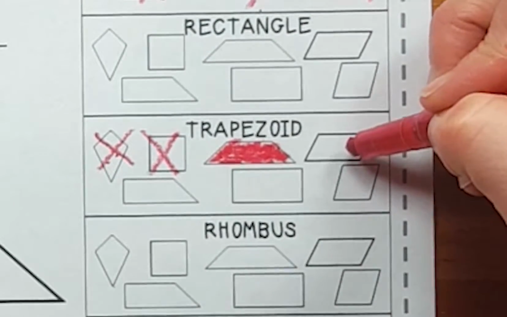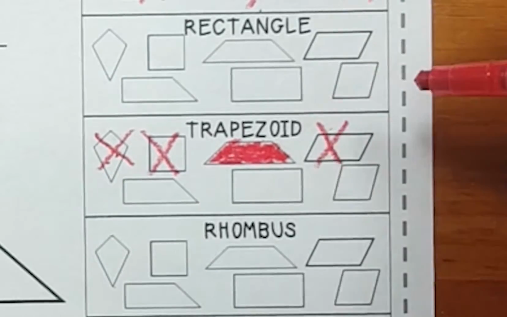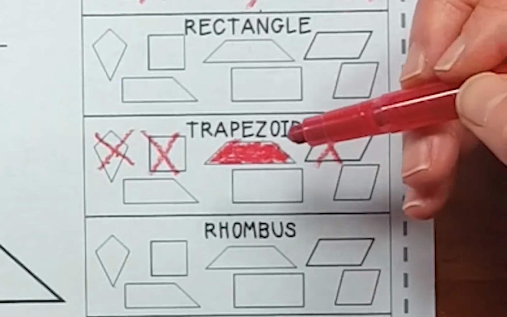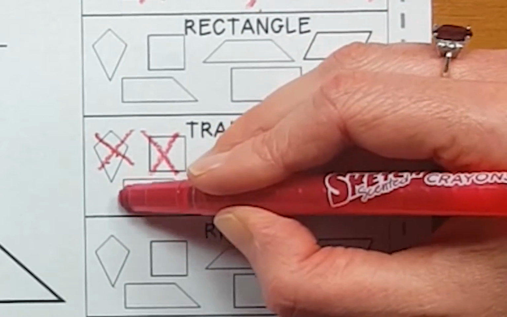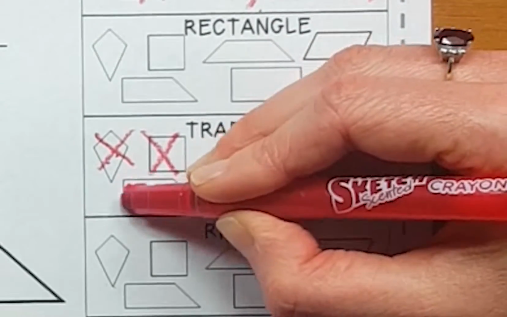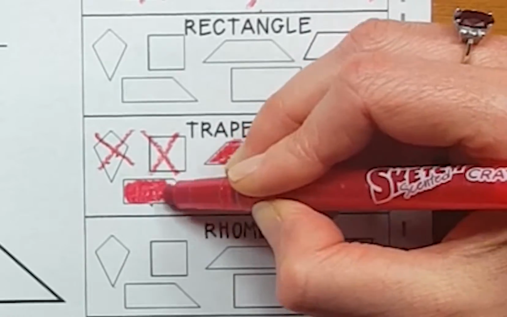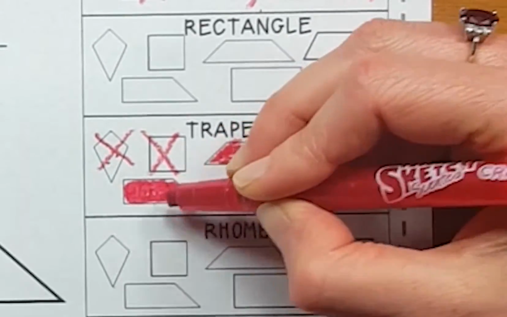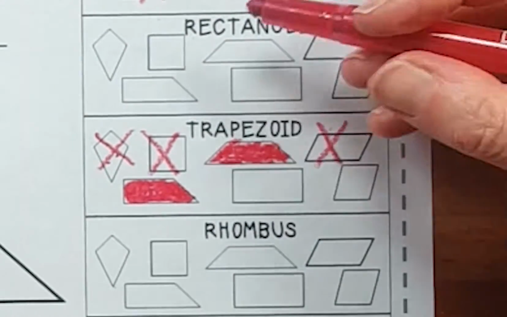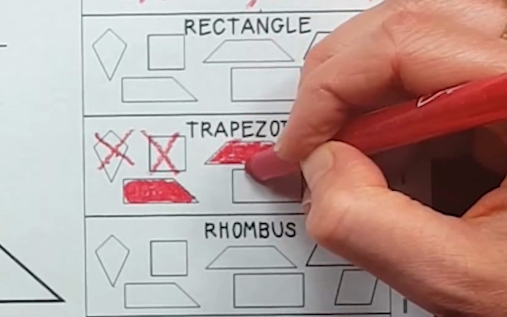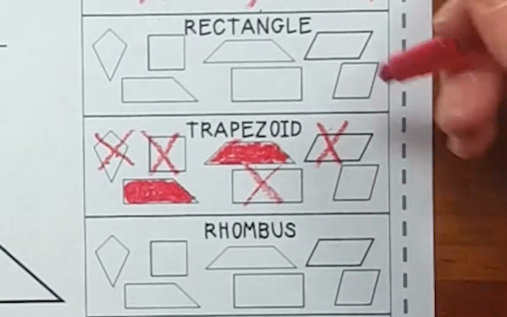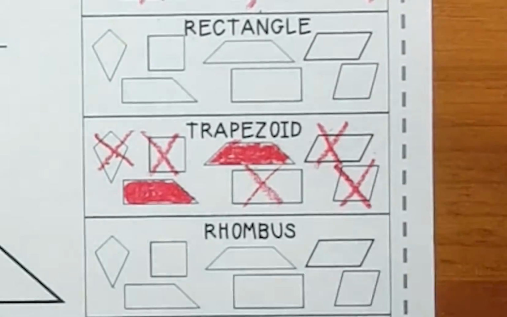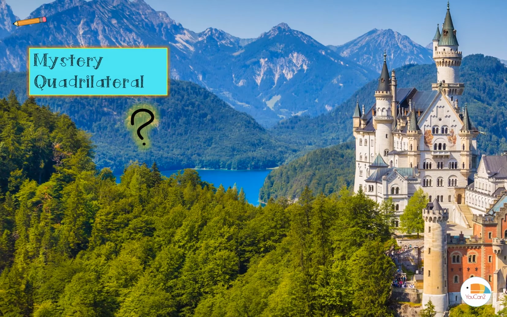This has 2 sets of parallel sides, not a trapezoid. This one has 1 set of parallel sides. It must be a trapezoid. This has 2 sets of parallel sides. Can't be right. This has 2 sets of parallel sides. Can't be right. Pencil problem time.